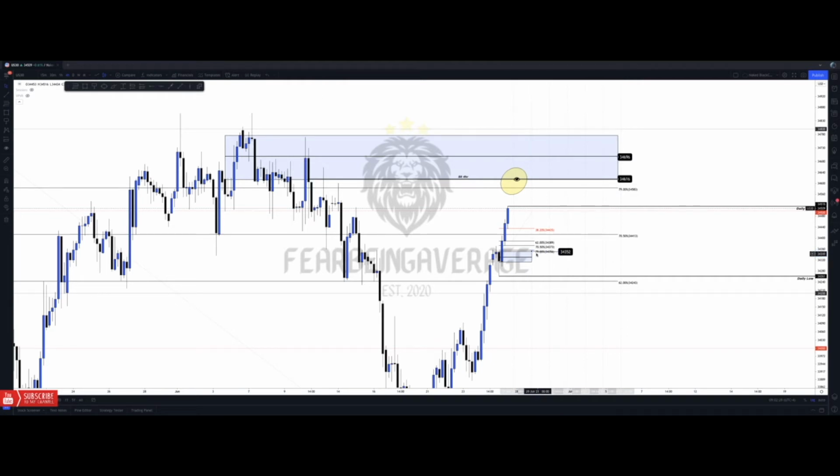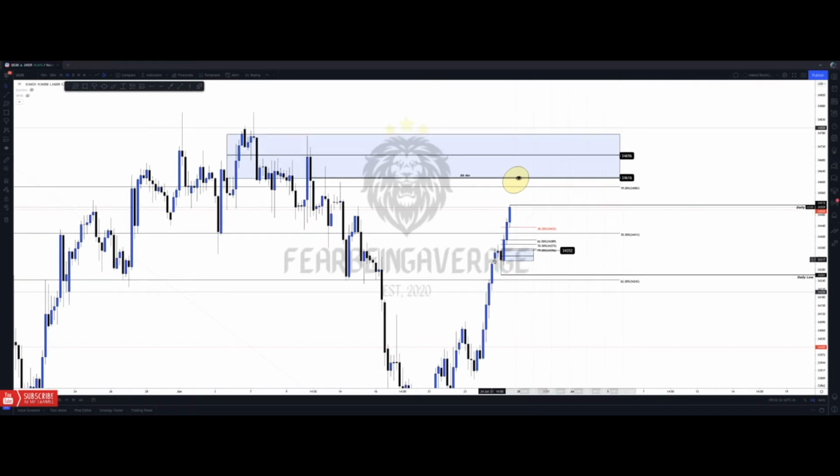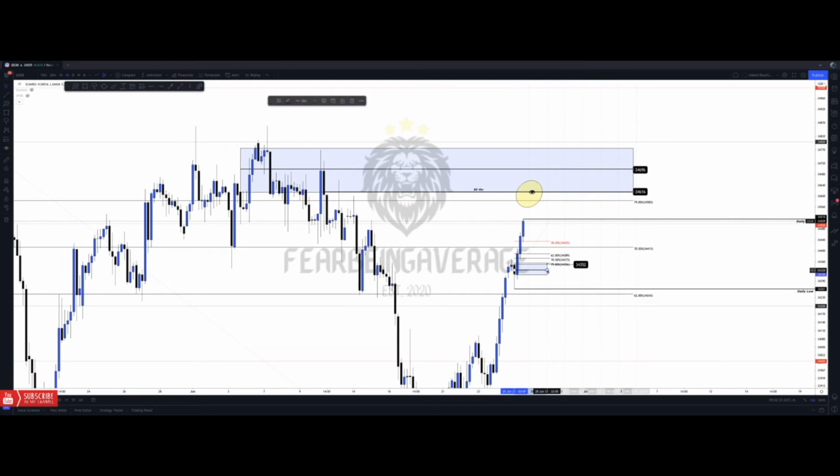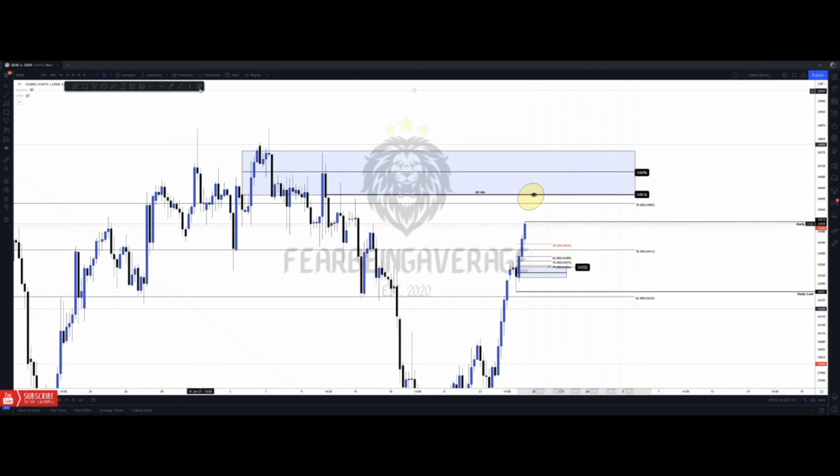34,350 is in confluence with this daily 4 hour order block and the 79% of this fib level. So now we have two confirmations in this area that we will be looking for. I'm going to pull this fib over a little bit more. This order block. So now we know where we want to see price.